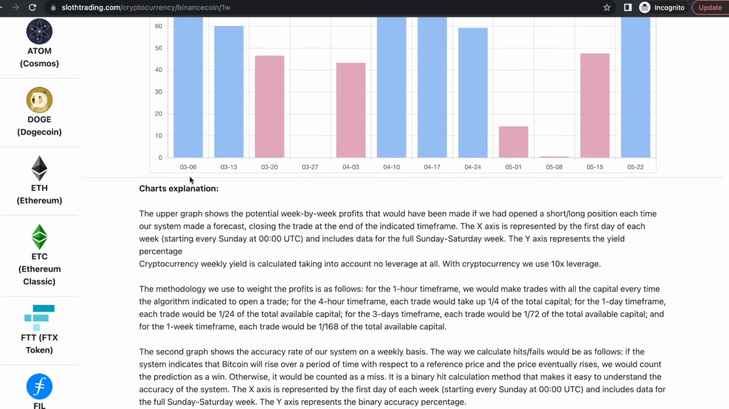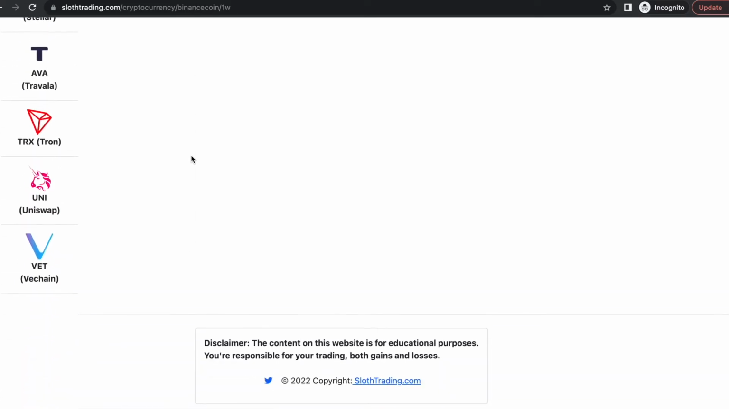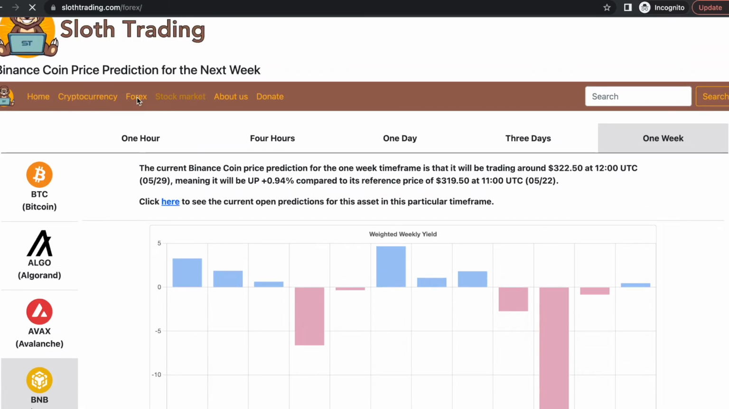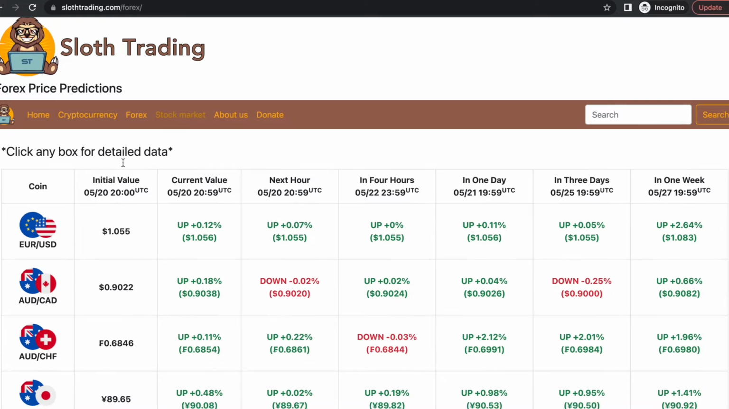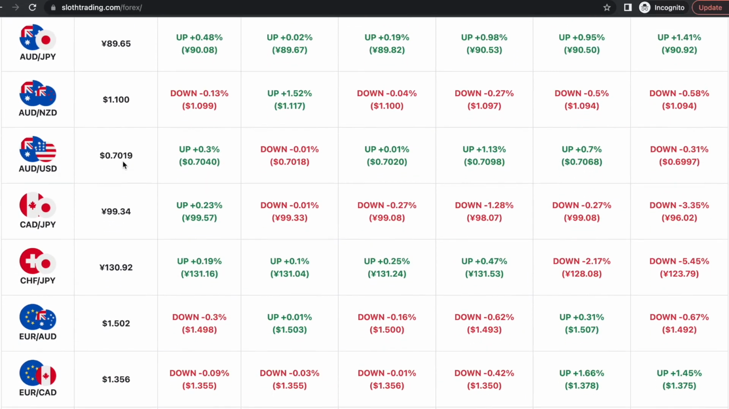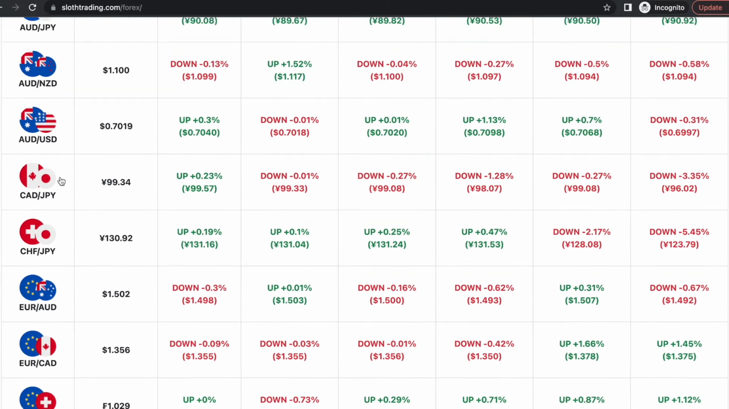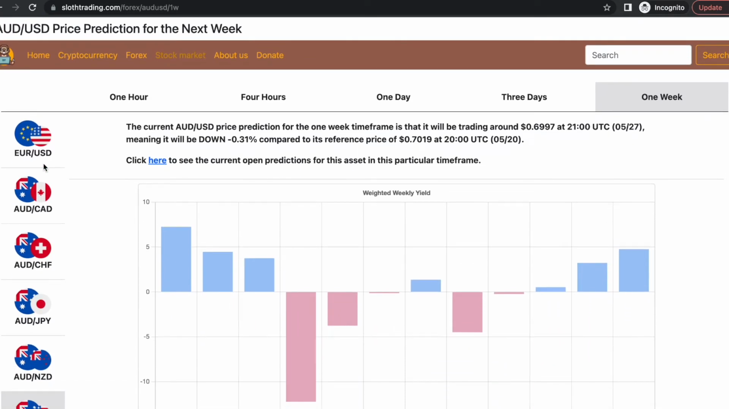So you can look around and see the predictions for the different assets. There are currently 23, which is kind of interesting. And if we go to the Forex section, we now have 20 pairs, which are the most popular pairs around the world. It's the same concept as with cryptocurrencies. You can click on any asset, for example the Australian dollar against the US dollar, and you will see the current prediction for 1 week.